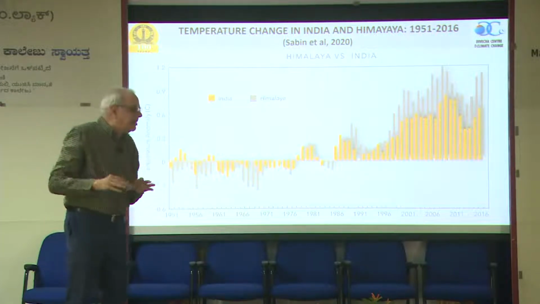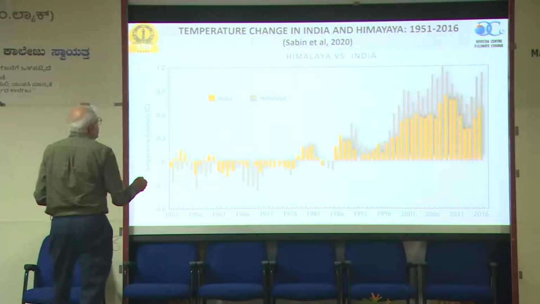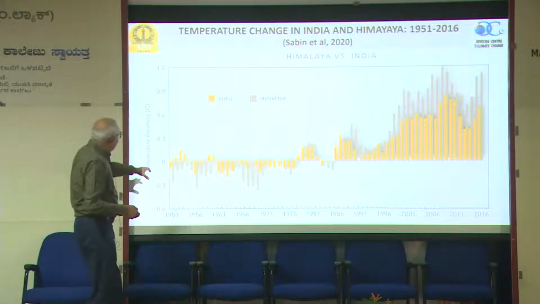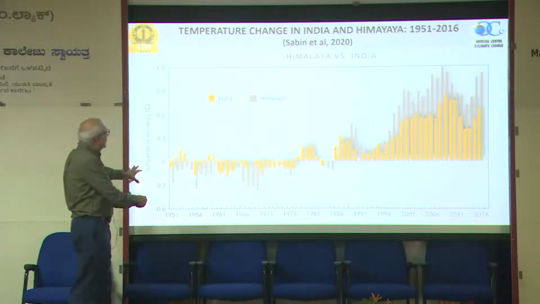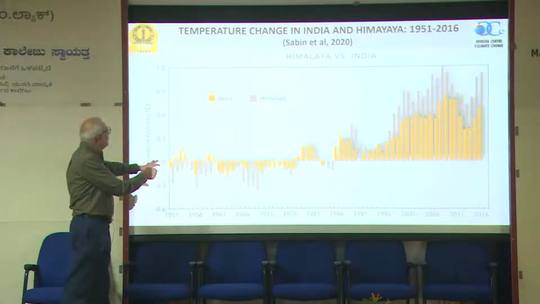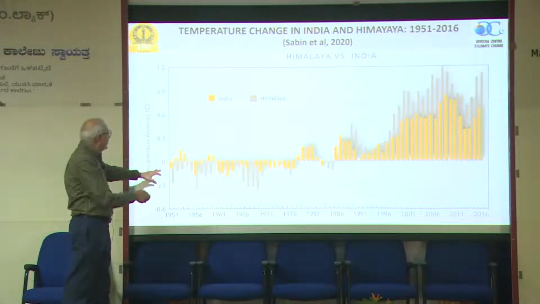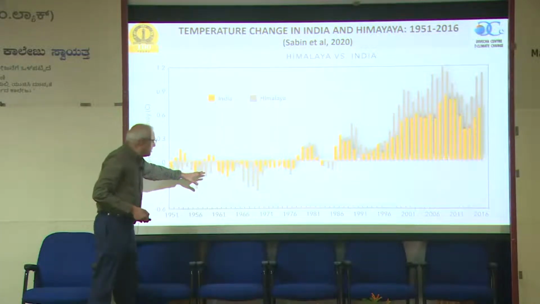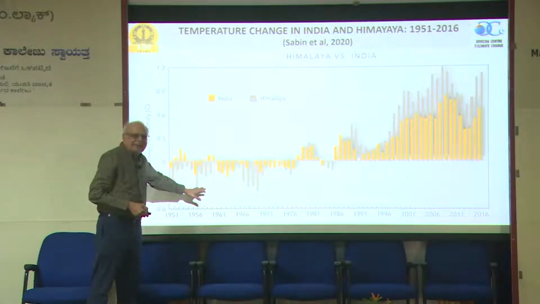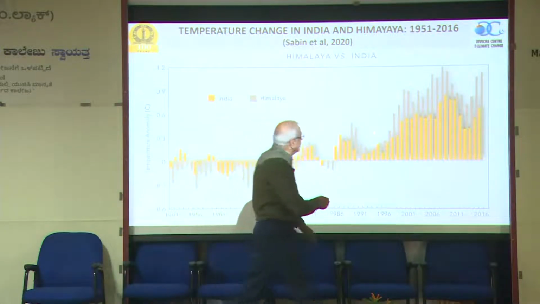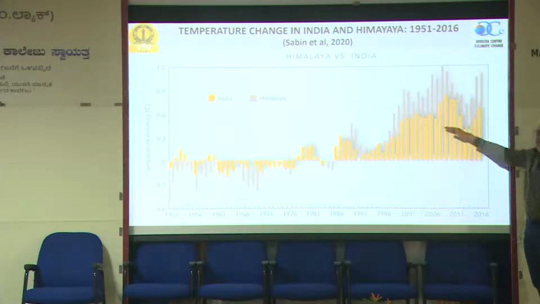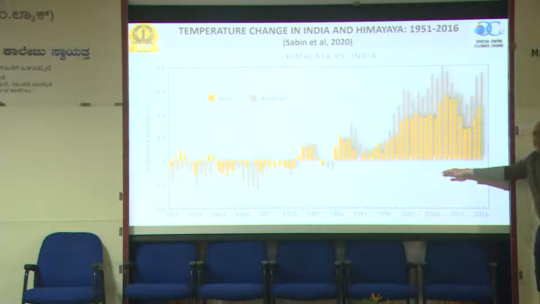Because if you look at the global climate change data, which is work done at the Indian Institute of Tropical Meteorology, you can see here in the early 50s and 60s and 70s, this is India, and this is all over India, and this is Himalaya. You can see that as compared to India, Himalaya was much cooler. And if you come to this part, particularly after 1980, you can see that Himalaya is much warmer than the rest of India.